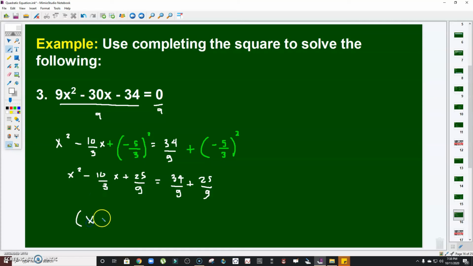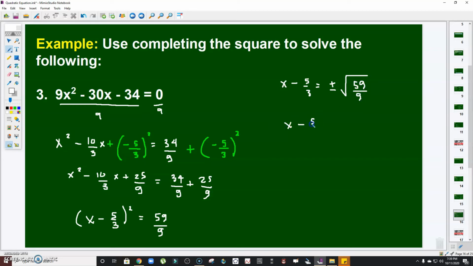Alright, so that is x. Since it's negative, negative this. Square root of 25/9, that's 5/3 squared. Okay, 34 plus 25, so that's 59/9. See that? Okay, so extract the square root. So, x minus 5/3 equals the square root of 59/9, so plus minus always. Square root of 59/9.